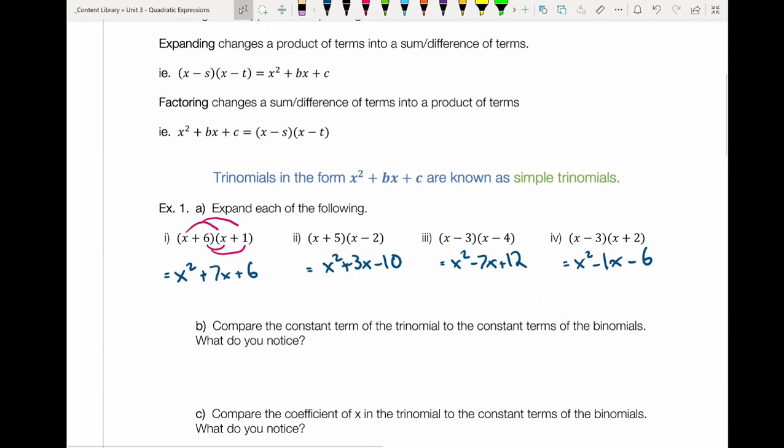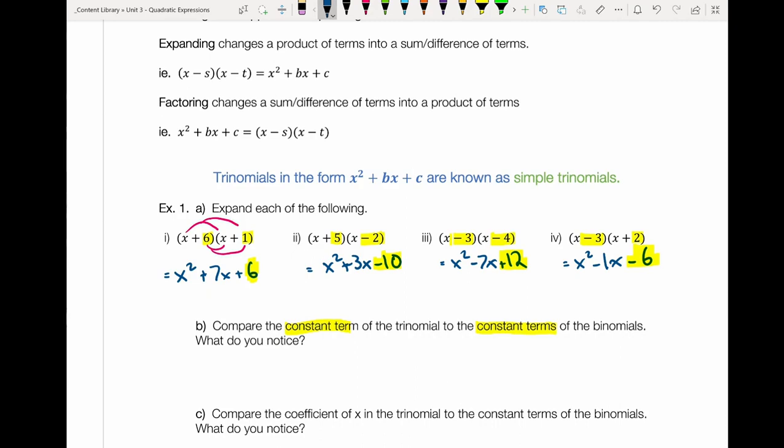What we want to do next is compare the constant term of the trinomial to the constant terms of the binomials. I'll highlight all of these in yellow, and we're going to compare these constant terms with these in our binomials. For the negatives, I'm going to include the sign in front. For the positives, I'm not, but we can assume that they're positive. So what do we notice about all of those numbers?